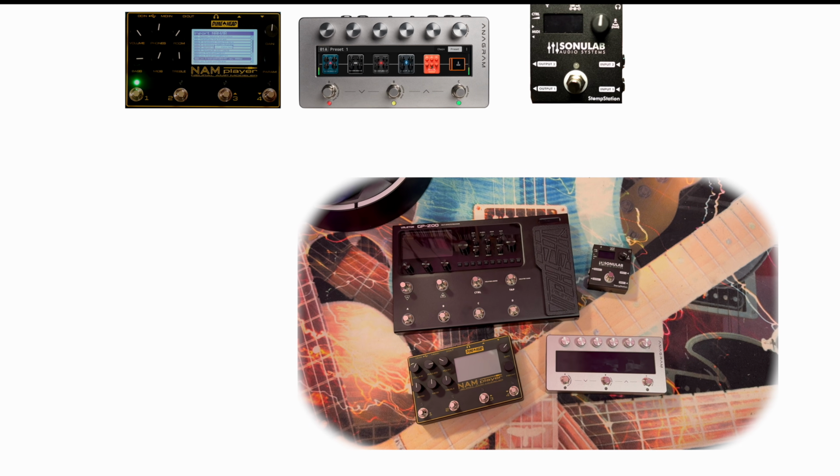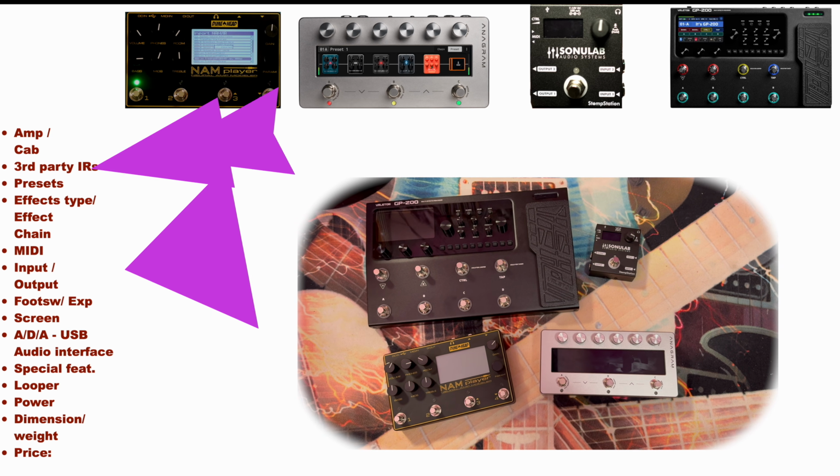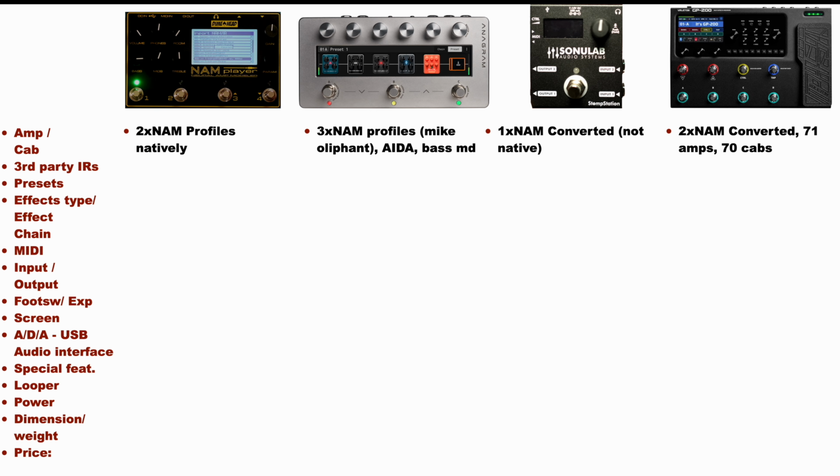Let's start. We will now compare the 4 units among the parameters shown in the screen, like IRs, I/O, etc. First of all, in the NAM player we can load 2 NAM profiles at a time and the profiles are loaded and run natively, I mean with no conversion versus our initial NAM profile.